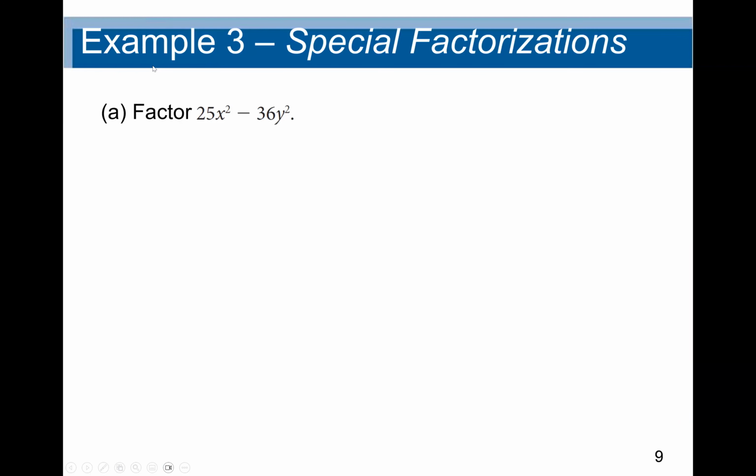Now here they say we should factor 25x squared minus 36y squared. We can see that this is a difference of two squares because 25 is the same as saying 5 squared. So we can rewrite 25 as 5 squared. And we also can rewrite 36 as 6 squared.